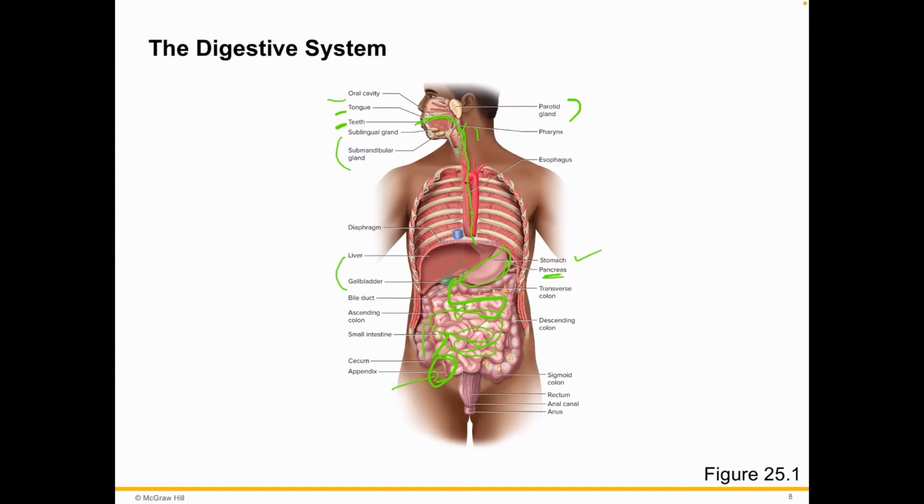The large intestine is going to go up, transverse, and then descend all the way out into the rectum, the anal canal, and finally anus. And that is how we move food through the digestive tract in a nutshell.